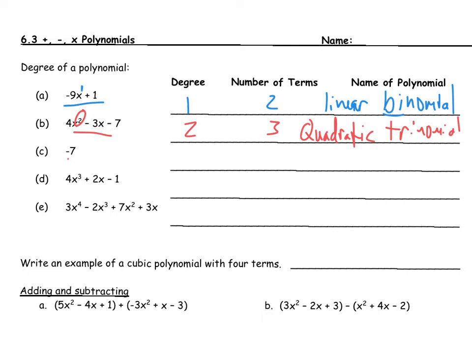Okay? Negative 7, that's one term. So I'll put one term there. It doesn't have an x at all, so that means it has a degree of 0. So that's a constant. What does a constant mean? Well, there's no variable to plug in there, so it's constantly going to be negative 7. That's what they mean by constant. One term is monomial.